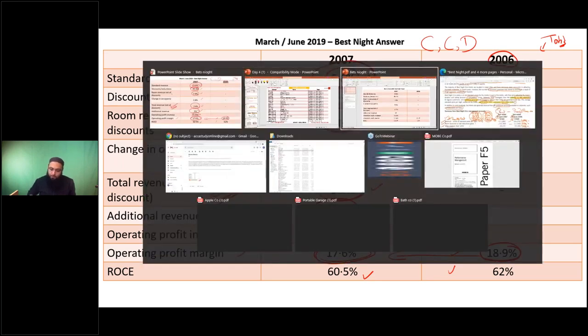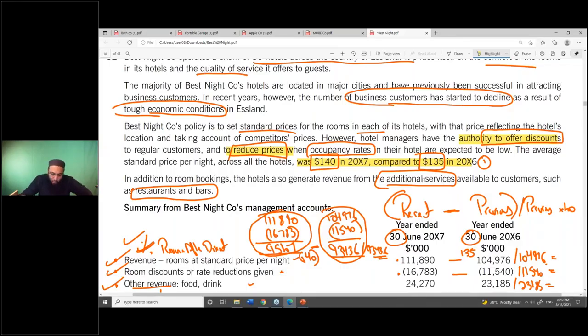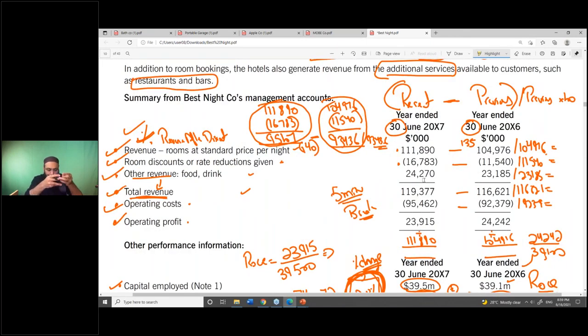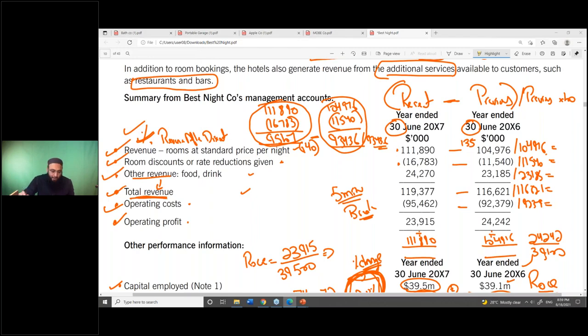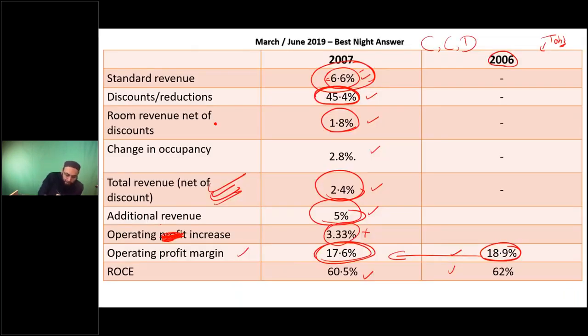So, let's see. The operating cost increases by how much percent? I think I haven't worked out that. Oh, bad. So let's use a calculator. It's 95,462 minus 92,379 divided by 92,379. That's 3.33%. Operating cost increases by 3.33%.